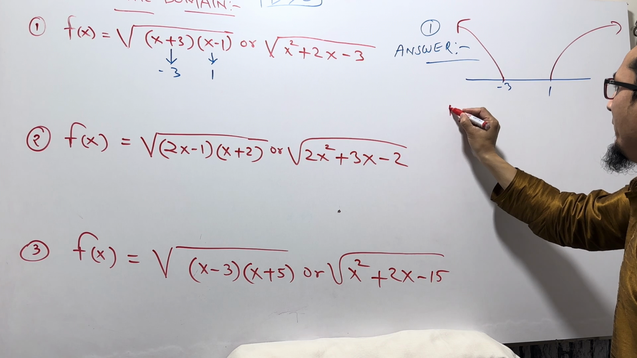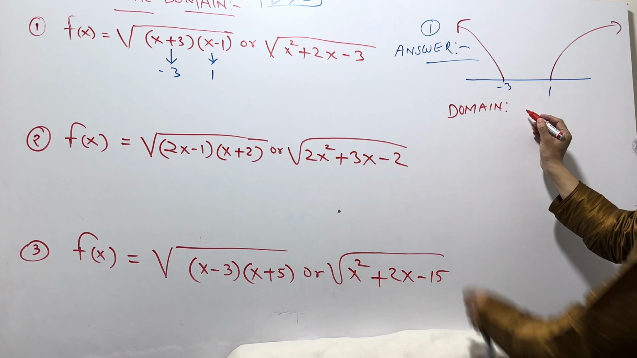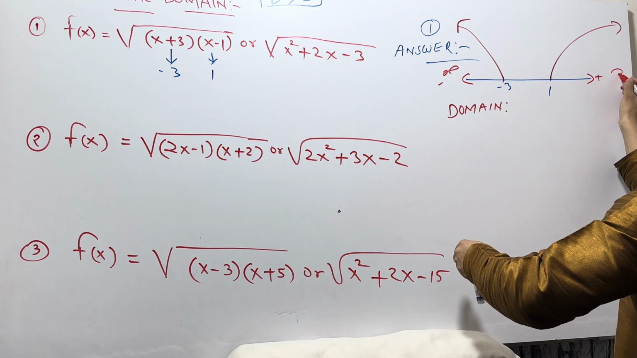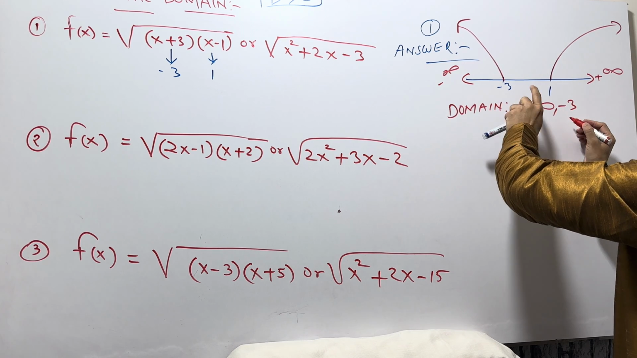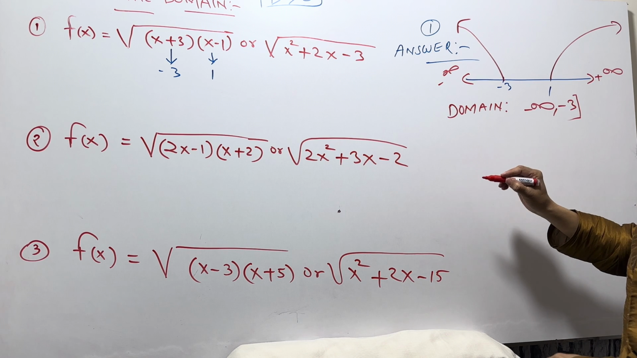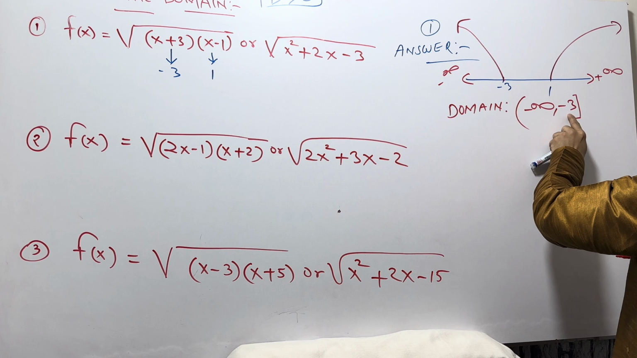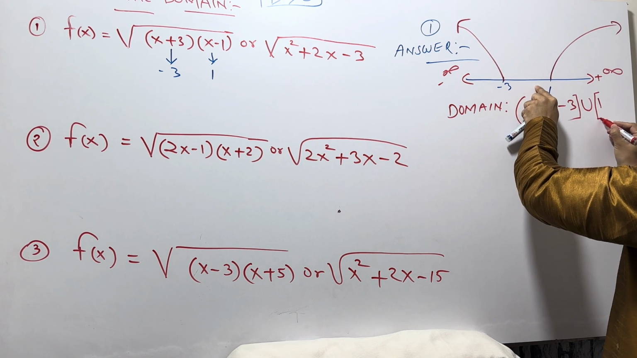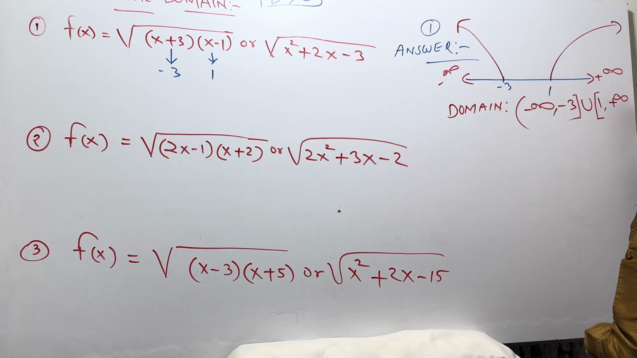Normally. So the domain will be from minus infinity, this goes to where? Minus infinity, and this is positive infinity. We can say minus infinity to minus 3. For minus infinity, always use the open bracket. For minus 3, use the closed bracket. And this one from 1, you use the closed bracket to positive infinity. But remember, for the positive infinity, you have to use the open bracket.